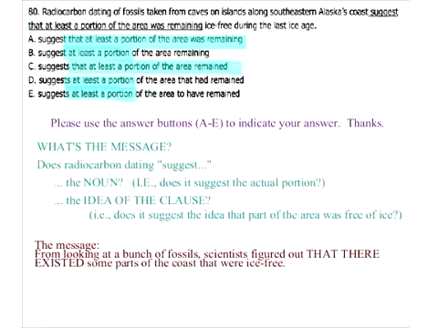The fossils don't give you a map. Instead, they figured out that there were parts of the coast that didn't have ice. So, all right. That means we don't want "suggest at least a portion." So these don't make sense. Any questions about that?